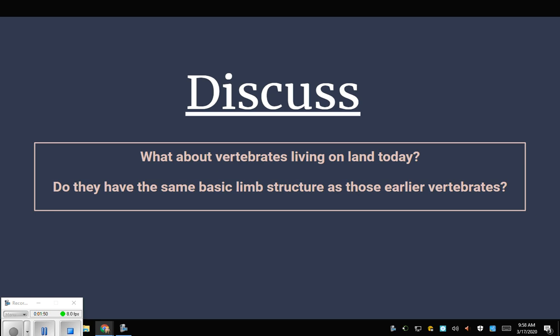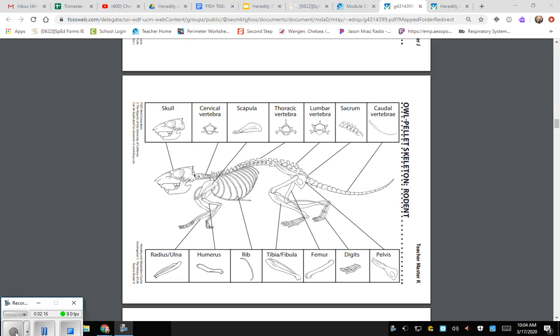So it's important for us to understand: do we have the basic limb structure of those in earlier vertebrates? The answer is yes, we do. We have a lot of similarities to earlier vertebrates back in history. Of course, it has evolved and changed over time, but what does that look like? So now I'm going to ask you to go ahead and pause this video, and then we're going to get started.